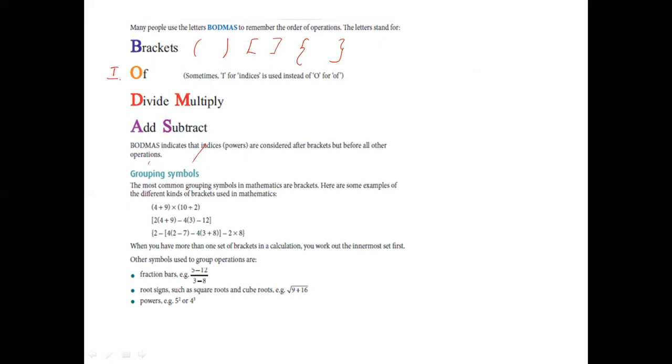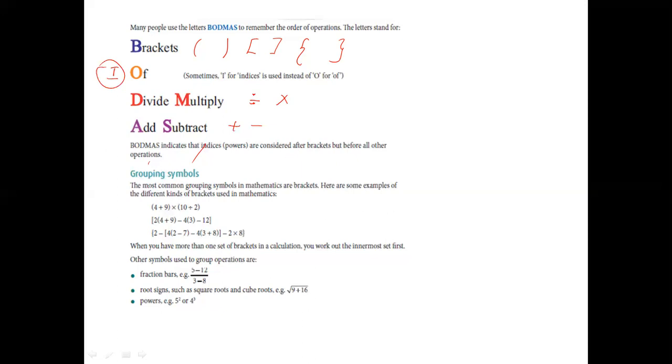Do you remember from last year? It's indices or powers. Then divide and multiply, and at last, addition and subtraction. BODMAS. The indices, the powers, are considered after brackets but before all other operations.